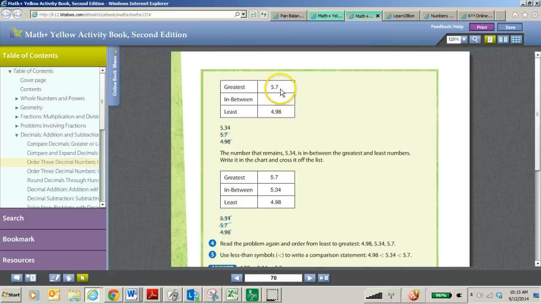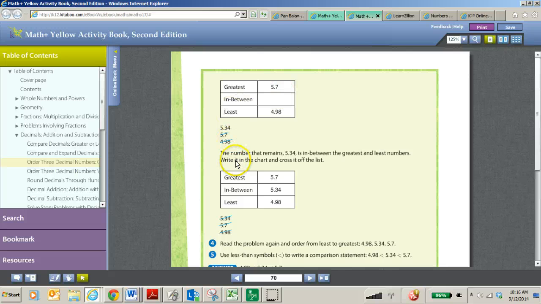So if this is the greatest number and this is the least, what's something in between? And helping them think, well, it could be 4.99 or it could be 5.23. There are lots of different choices.